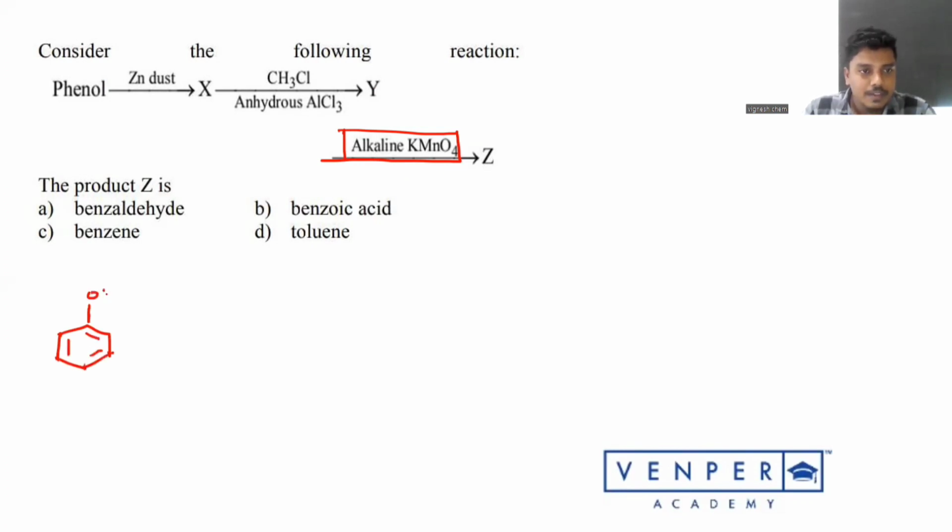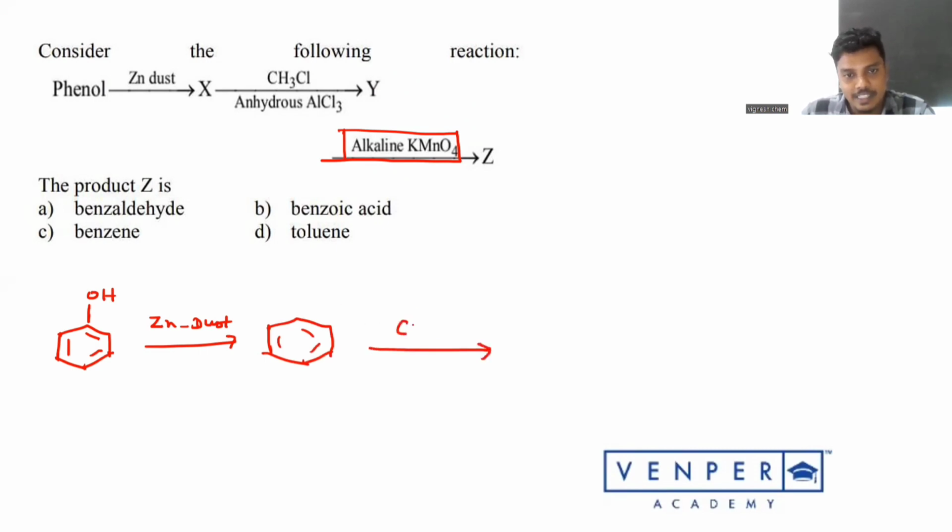This is OH. Okay, use zinc dust. Listen, whenever phenol is treated with zinc dust, what is the product? Simple benzene, right? Now, what reaction is going to happen? Friedel-Crafts alkylation. Then CHCl3 and anhydrous AlCl3. What is the electrophile in Friedel-Crafts alkylation? CH3 plus, right? Therefore, this undergoes what? They form toluene. Here CH3.